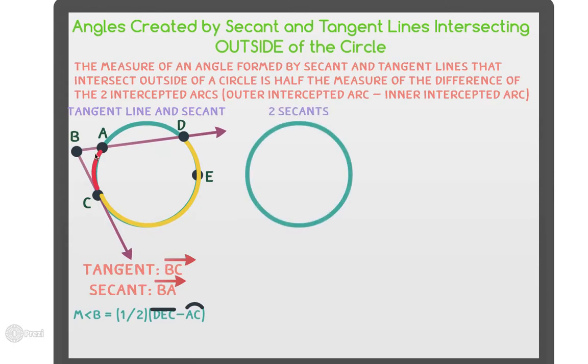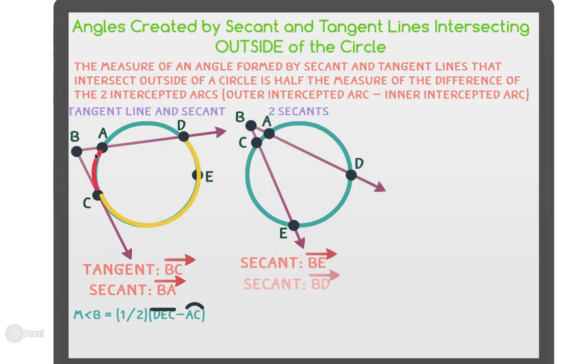The same is true with 2 more cases. So you can have 2 secants intersecting outside the circle, which are secants BE and BD, so rays BE and BD. Okay, so again, I'm going to half the difference of the intercepted arcs. So the 2 arcs that are inside of this lovely angle are arcs DE and AC.